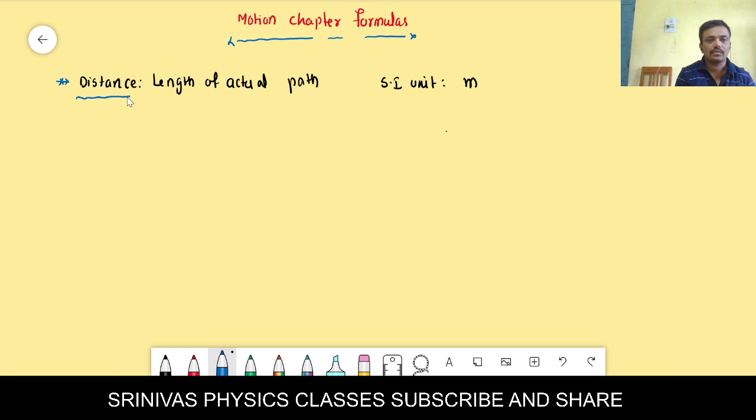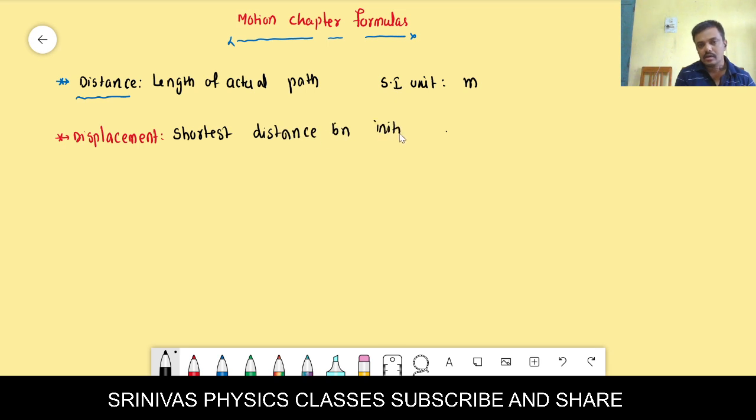Distance is the length of actual path. Next, what is displacement? Displacement is the shortest distance between initial and final points along a straight line. Its SI unit is also meter.